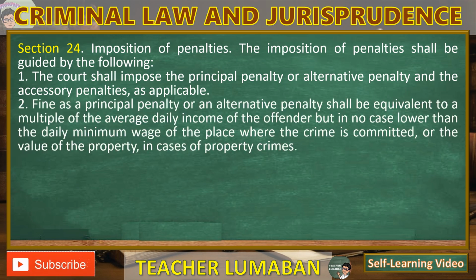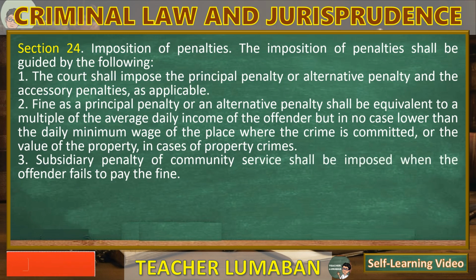Dalawa. Fine as a principal penalty or an alternative penalty shall be equivalent to a multiple of the average daily income of the offender but in no case lower than the daily minimum wage of the place where the crime is committed, or the value of the property, in cases of property crimes. Ang multa bilang pangunahing parusa o alternatibong parusa ay katumbas ng maramihan ng average na pang-araw-araw na kita ng nagkasala ngunit sa anumang kaso ay hindi bababa sa pang-araw-araw na minimum na sahod ng lugar kung saan ginawa ang krimen, o ang halaga ng ari-arian, sa mga kaso ng mga krimen sa ari-arian.